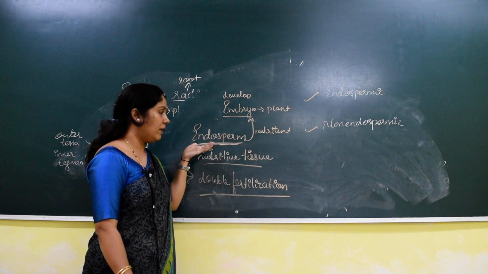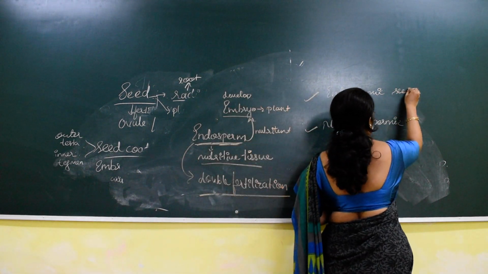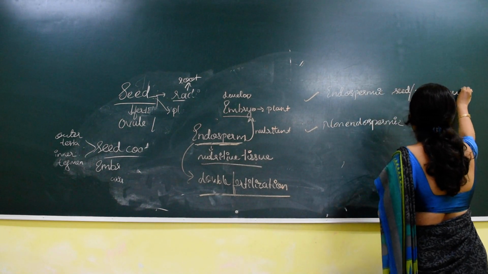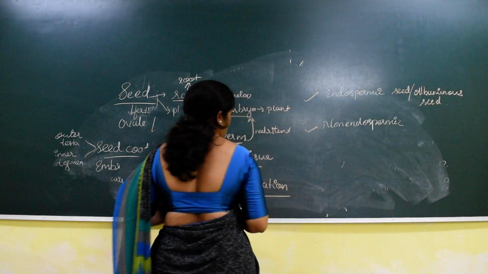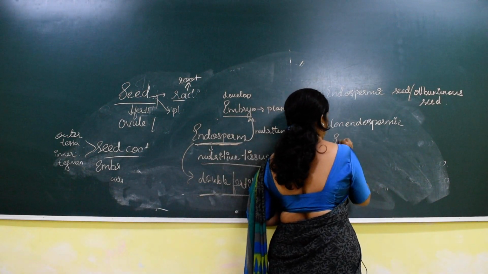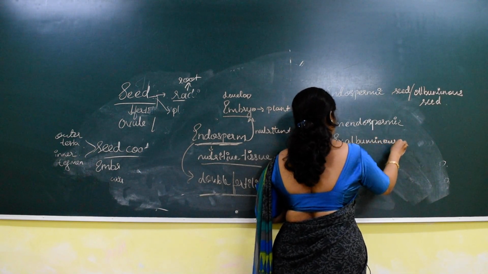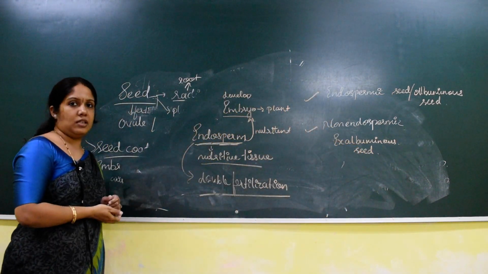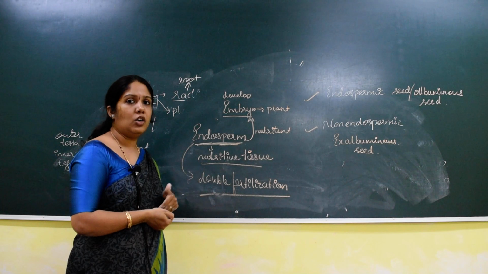So if the seed contains endosperm, then it is called an endospermic seed, or an albuminous seed. If the seed does not contain endosperm, it is called a non-endospermic or exalbuminous seed. So based on the presence and absence of the endosperm, the seed is classified into endospermic and non-endospermic.